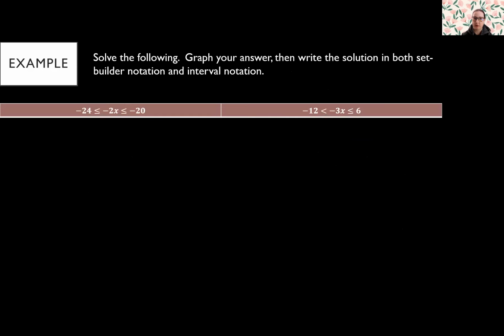So a couple more examples here. These are also going to be one-step problems where you're solving like the other ones, but now we're going to be using the multiplication and division rules so you can see how that works. We're going to be doing the same thing, graphing, set builder notation, interval notation, all that. So we'll start on the left. We have -24 is less than or equal to -2x, which is less than or equal to -20. So we want our variable in the middle.